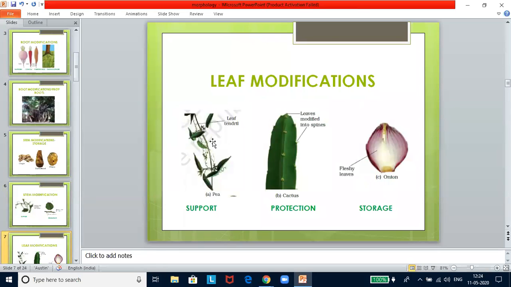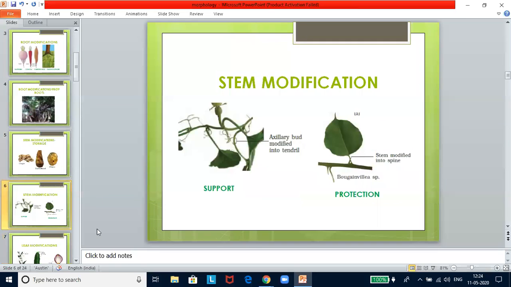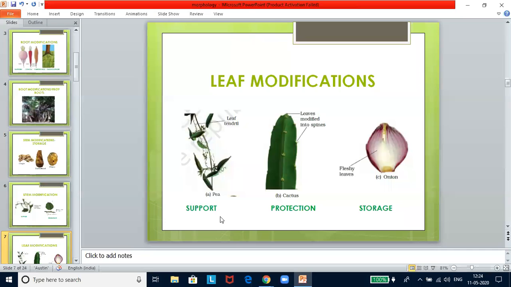See here, they might ask you this diagram, and they can show you the stem modification. This is for support, and this is also for support. This is a leaf tendril, and there it is a stem tendril. These two diagrams can be asked: what is A, what is B. Now here, leaves are getting modified into spines in cactus, for protection.